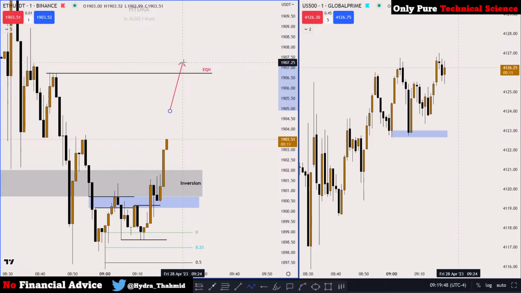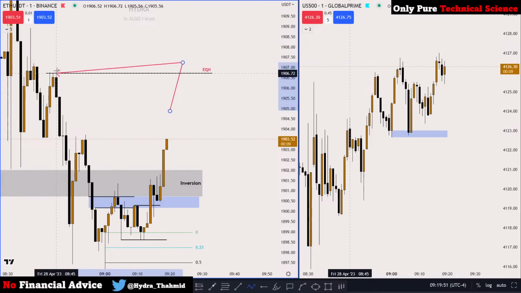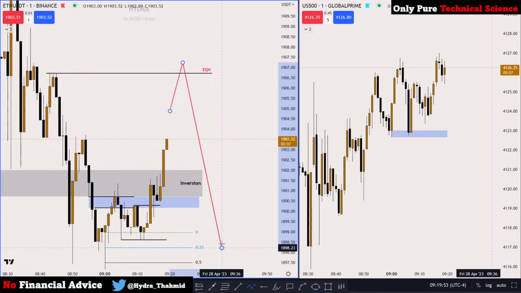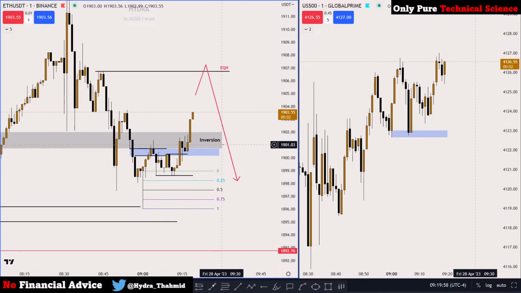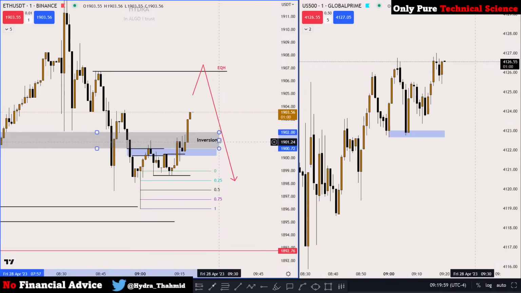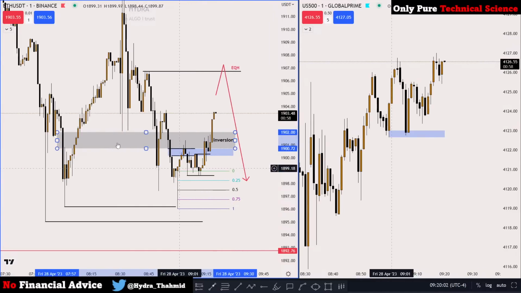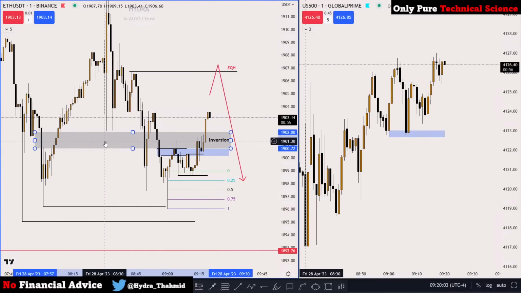Price coming up, providing liquidity in these equal highs and then rejecting towards the sell side. So that's what I'm expecting. Again, this inversion is not valid anymore, now that price used it again a couple of times. So how many times do I use the inversion? That's a very good question. I think 3 or 4 times.